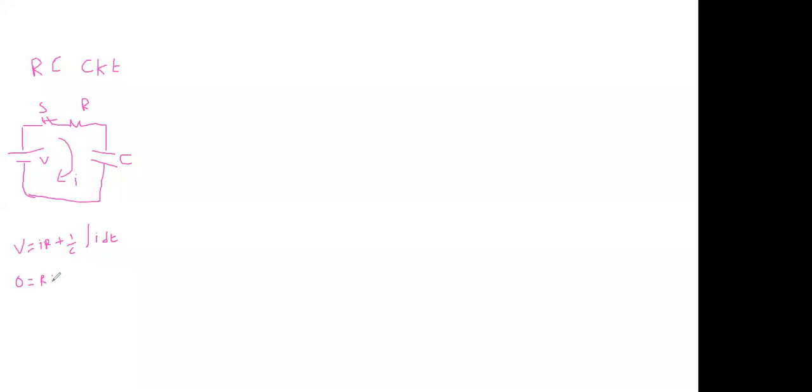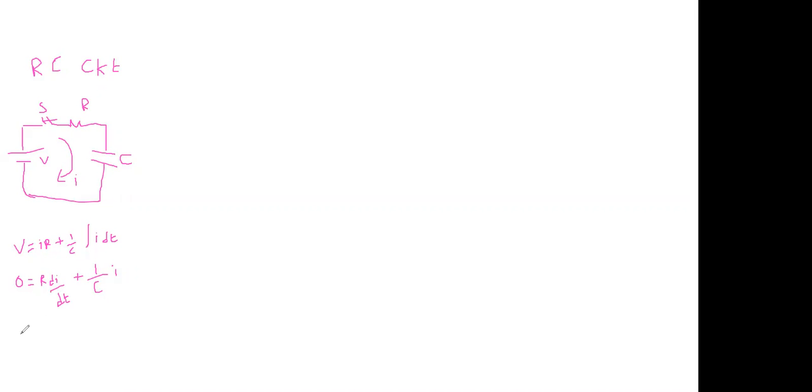Differentiating I gives di by dt. 1 by C is a constant, and differentiating the integral of I dt, the integral and differentiation cancel out, finally giving I by C. This is the equation of the given RC circuit with DC response: R di by dt plus I by C equals 0.